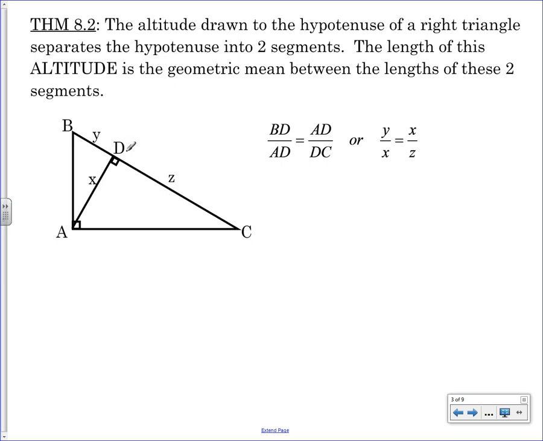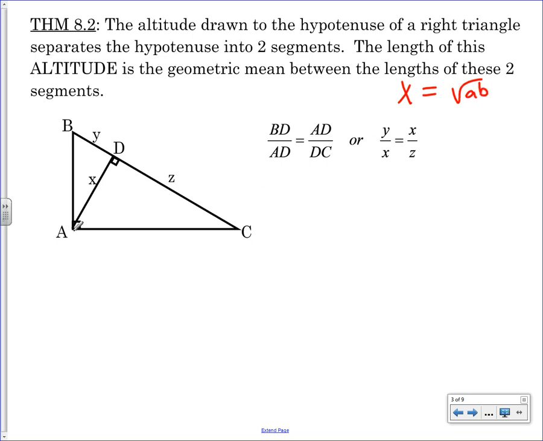The altitude, again, AD here is the altitude, drawn to the hypotenuse of a right triangle. It separates the hypotenuse into two segments. The length of this altitude is the geometric mean between the lengths of the two segments. What that means is geometric mean is always something equals the square root of two things being multiplied together. If you go back, don't write it here, I'm just trying to show you what it was. It was that thing. That's geometric mean.